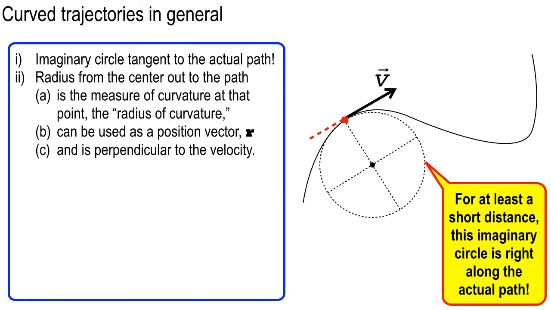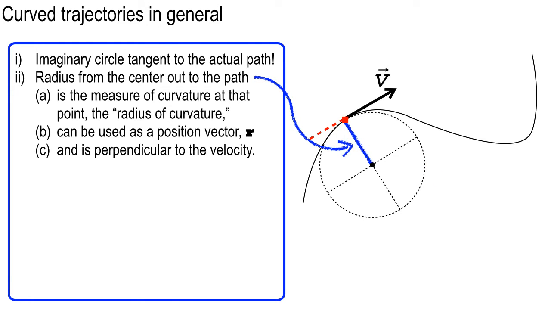Now, the radius of that circle goes from the center out to the path, and that particular radius, which I have emphasized in blue here, is the key radius of all the zillions of radii you could draw in for that circle. That's the one that helps us figure out the curvature. The length of that blue line segment is the radius of curvature for the track at that point. And as I mentioned last time, if you go a little further down the track, you might have a different radius of curvature.